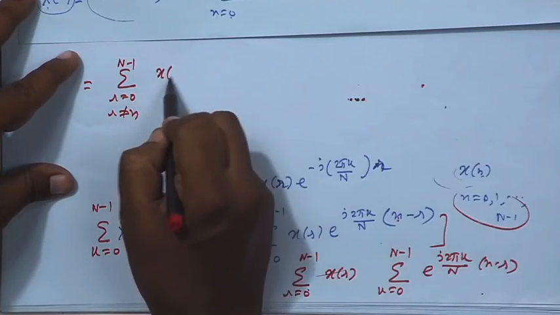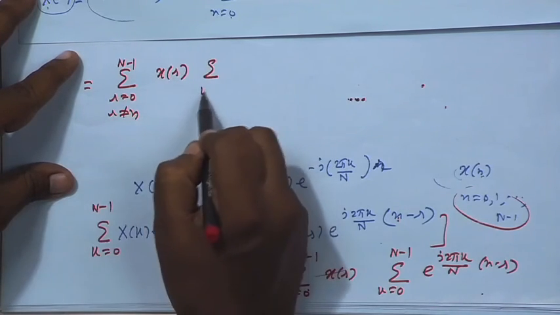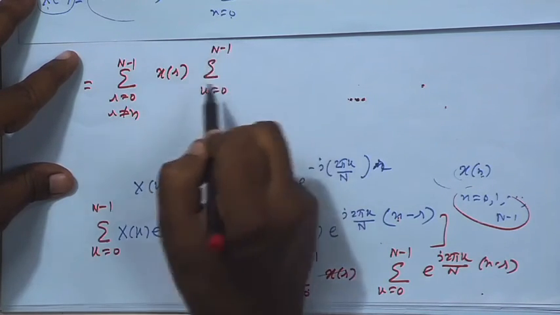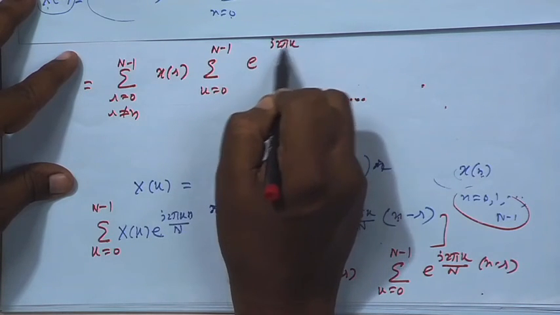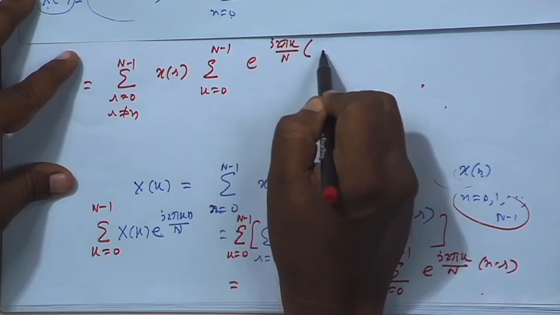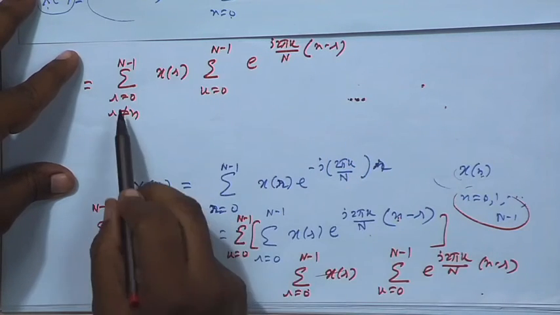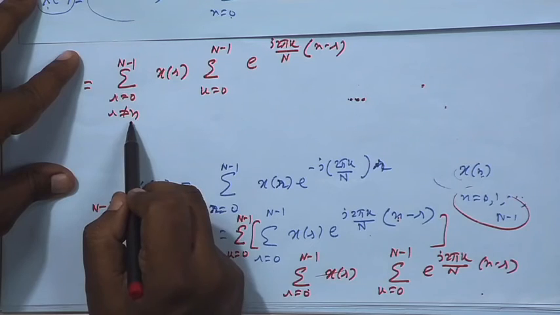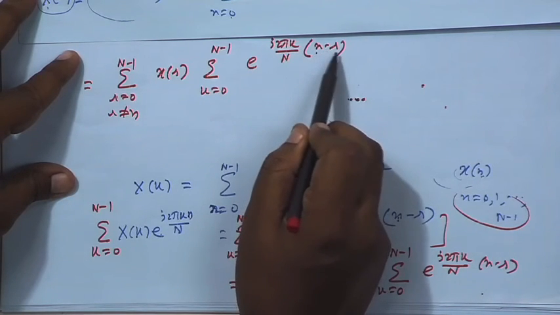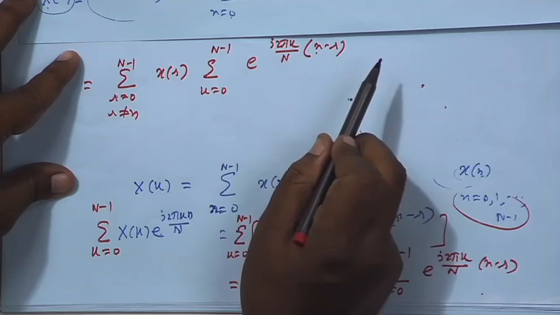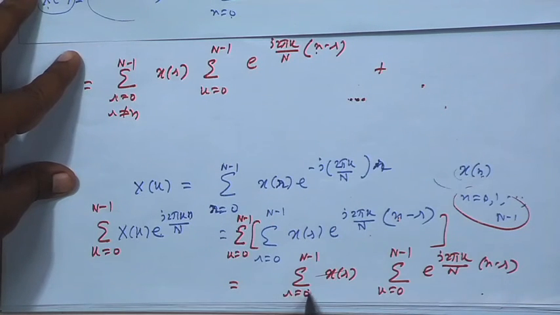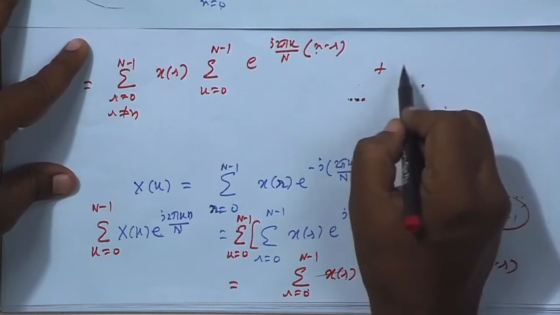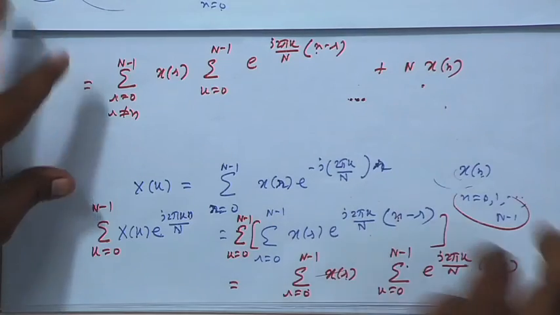So, then you have x r, summation k equal to 0 to N minus 1, e to the power j 2 pi k by N times (n minus r), as it is. Here r is varying, but r is not equal to n. So, n minus r will be an integer, positive or negative does not matter, but it will not be 0. The r equal to n case, x n, I am writing separately. If r equal to n, n minus n is 0, so it is e to the power 0, which is 1, and you are adding 1 capital N times. So, capital N times x n. This is the expression, right.